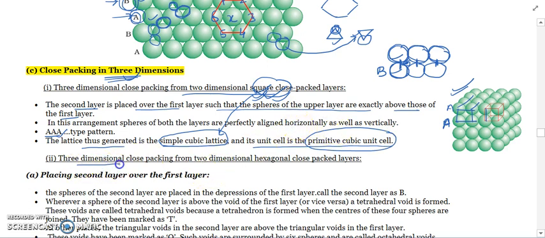Now, three-dimensional close packing from two-dimensional hexagonal close packing, this we will do in the next video.